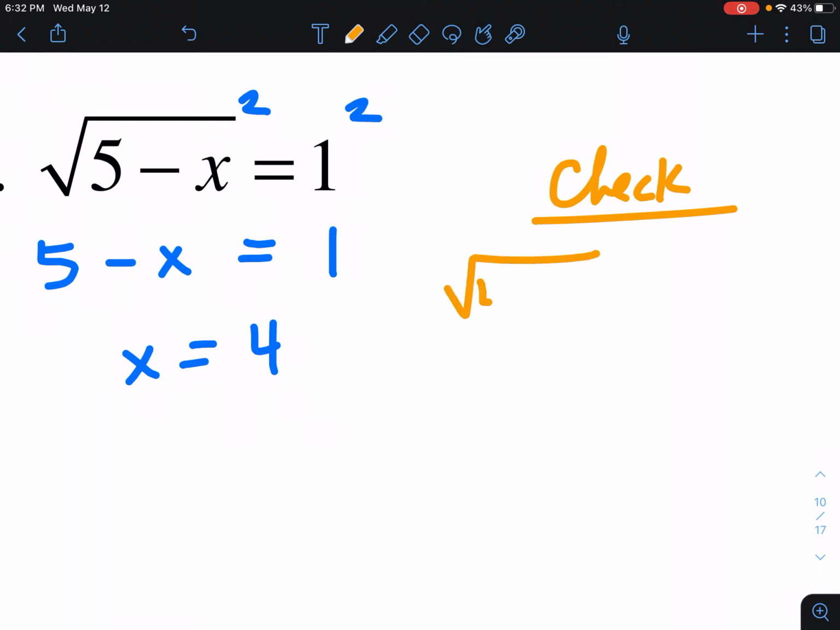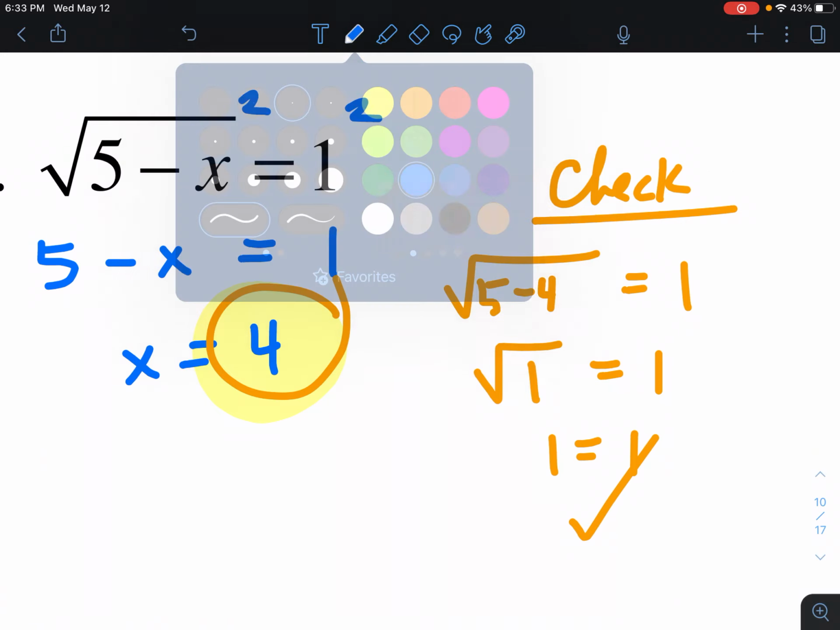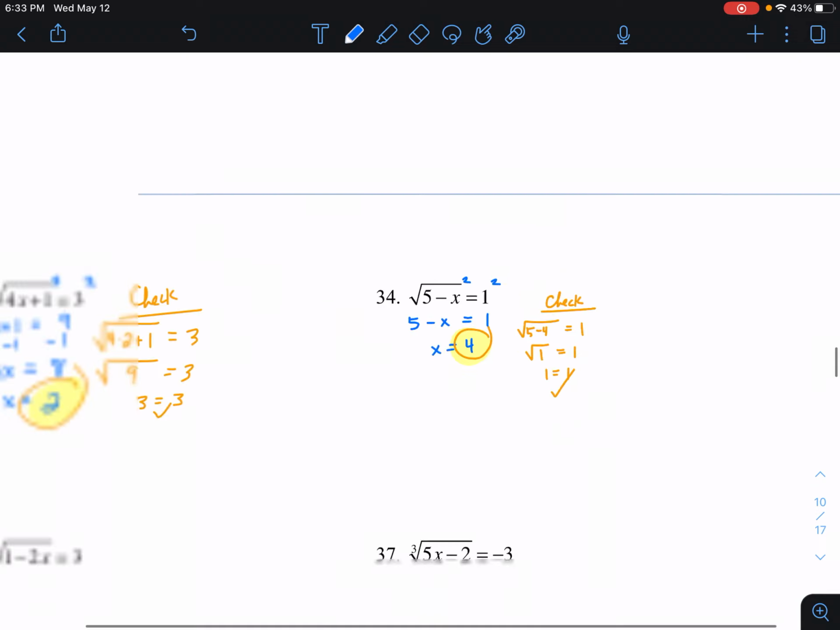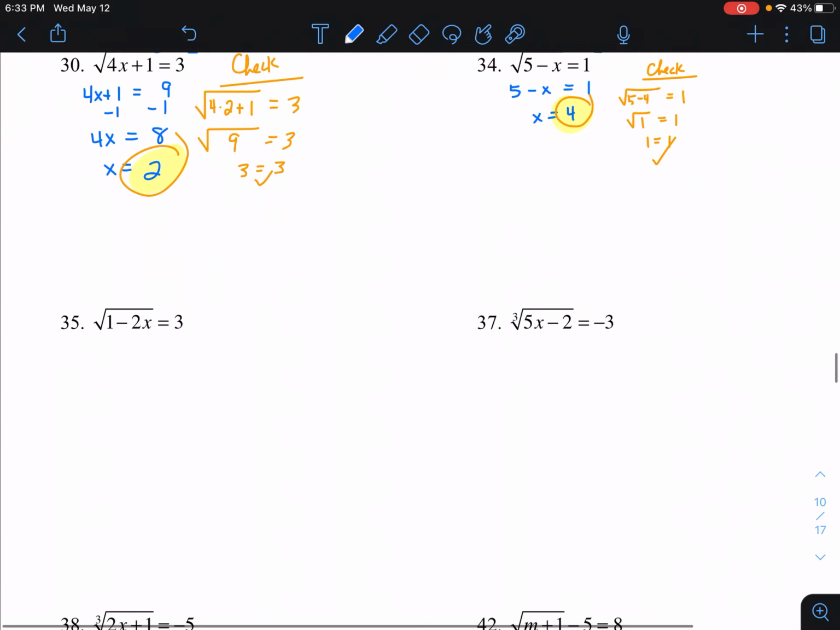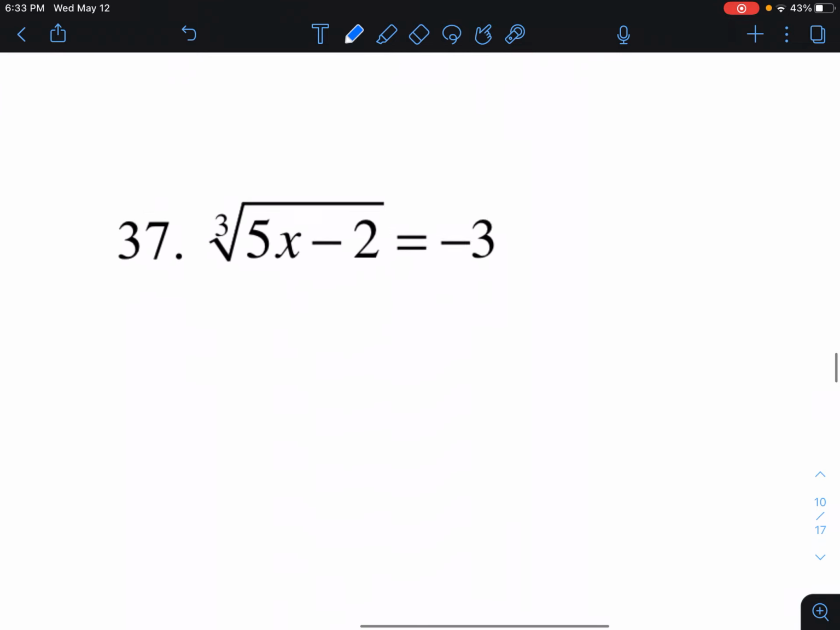So square root of 5 minus 4 equals 1. That'll be subtract to get square root of 1, and the square root of 1 is 1. So that checks out good. That means that 4 is your answer. Okay, let's try another one here. Let's go to number 37.